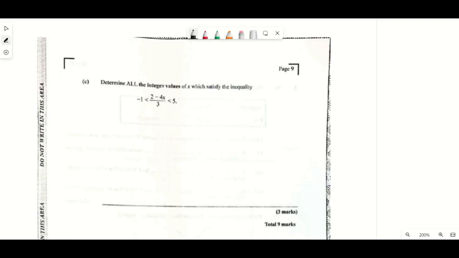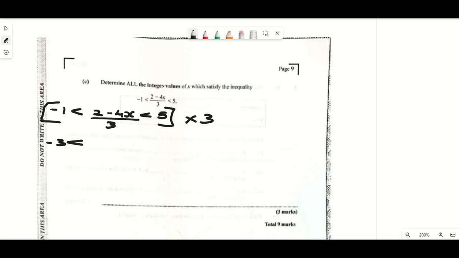First off, we want to get rid of this divide by 3. So to get rid of the divide by 3, we will multiply this entire thing. I'm going to start here: minus 1, (2 minus 4x), 5. You're going to multiply this entire thing by 3. So 3 times negative 1 is negative 3. 2 minus 4x all over 3 multiplied by 3: the 3's will cancel out, so it will be 2 minus 4x. And then we have 5 times 3 is 15.